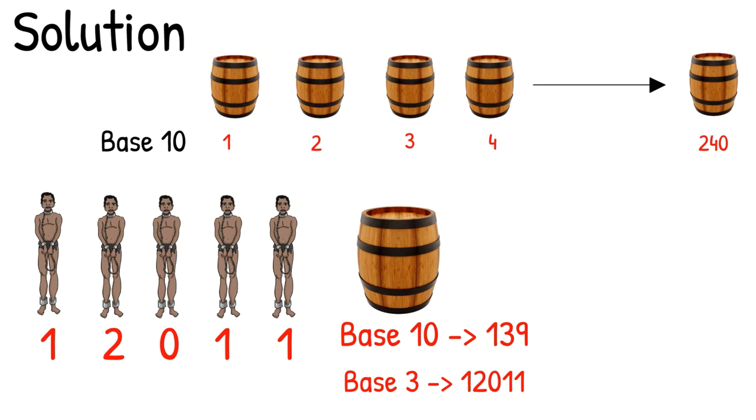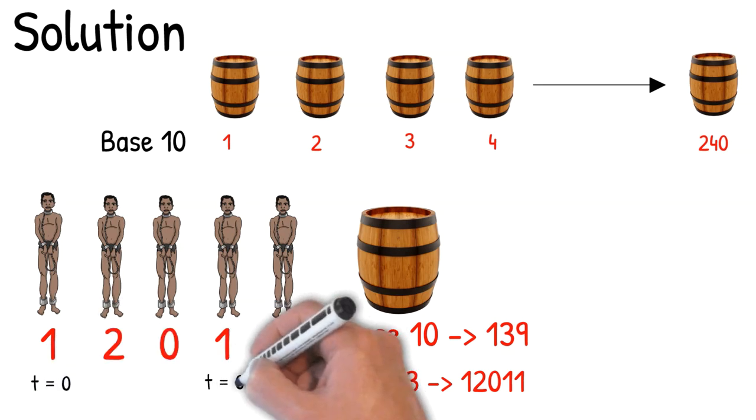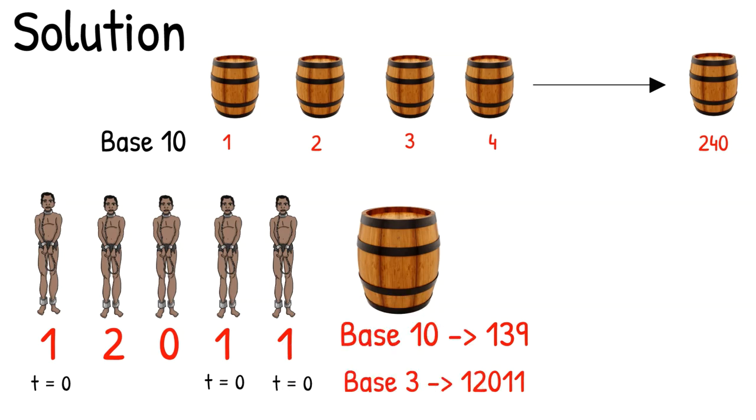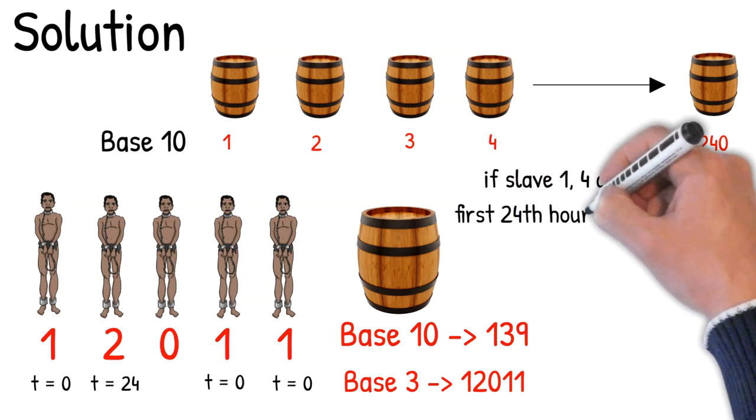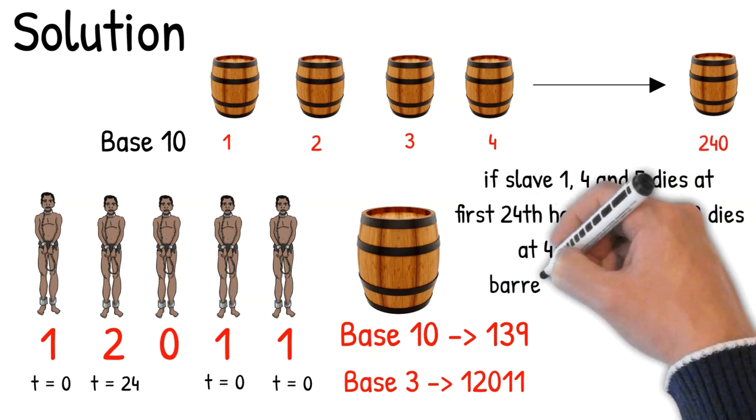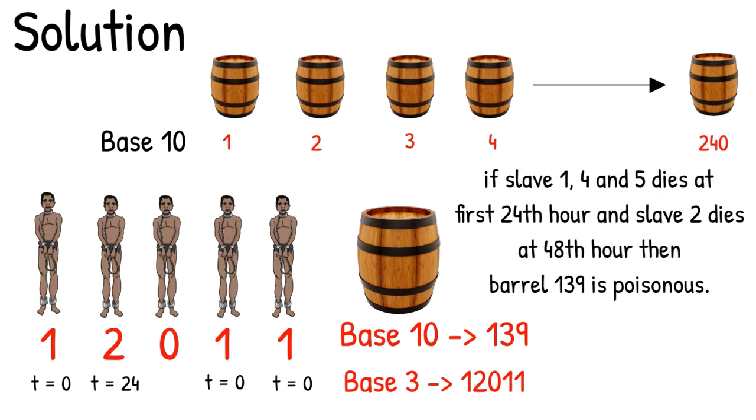First, fourth and fifth digits are 1, so feed slave number 1, 4 and 5 from this barrel at time t is equal to 0. Second digit is 2, so feed slave 2 from this barrel at time t is equal to 24. So if slave 1, 4 and 5 dies at first 24th hour and slave 2 dies at 48th hour, then barrel 139 is poisonous. Now the problem has become more simple.